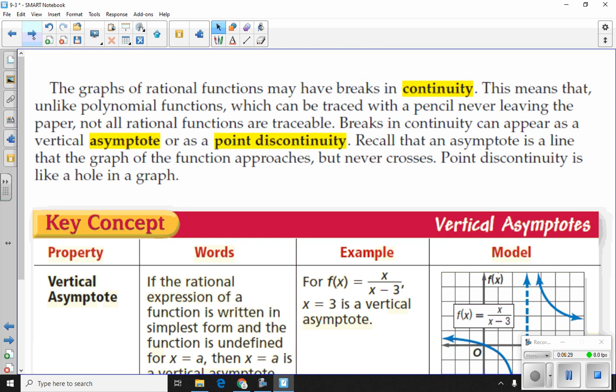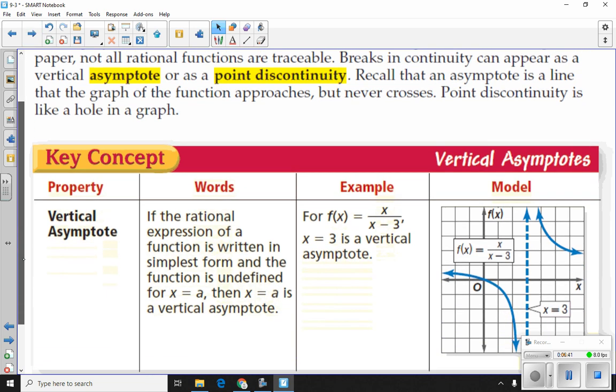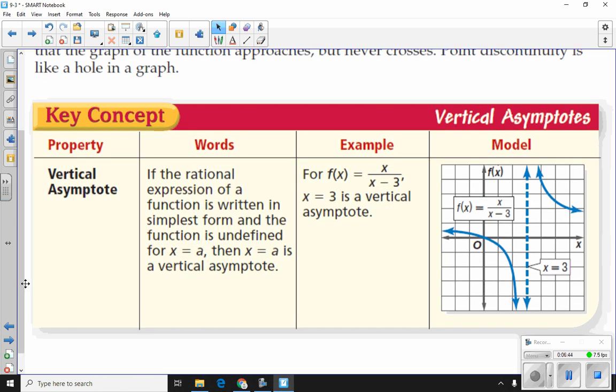As you recall, an asymptote is a line that the graph of the function approaches but never crosses. A point of discontinuity is just a hole in the graph. So there are 2 types of rational functions. The first one has a vertical asymptote, and that looks just like this one right here. You can see the vertical asymptote.